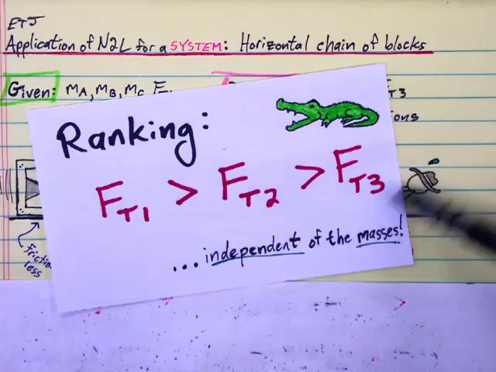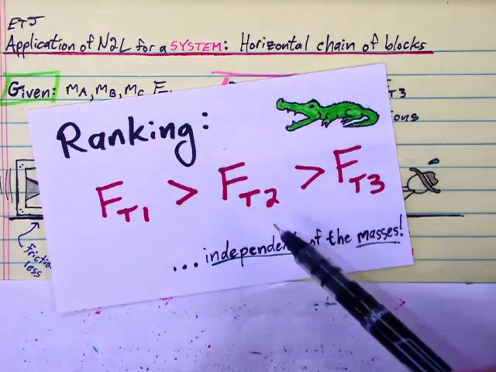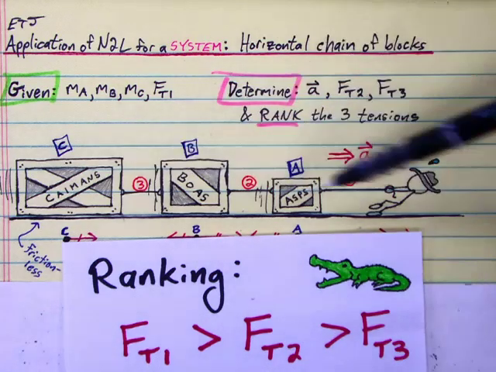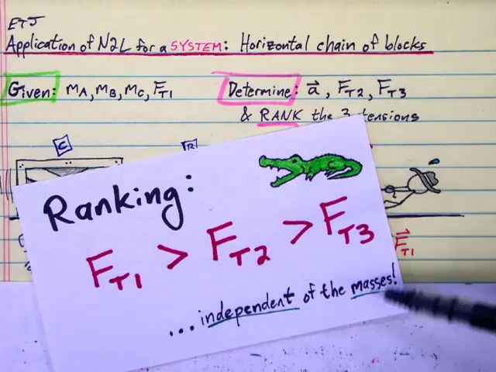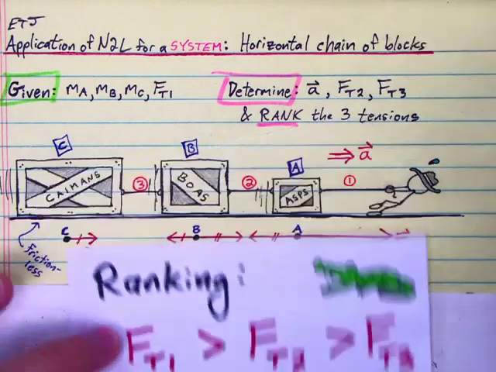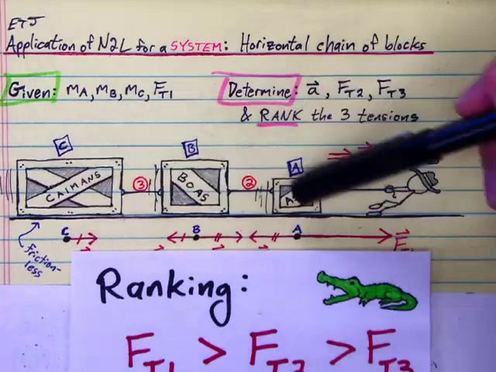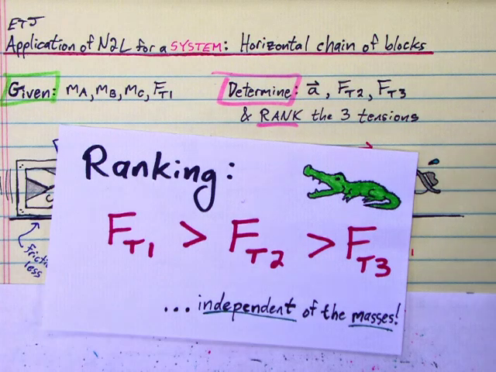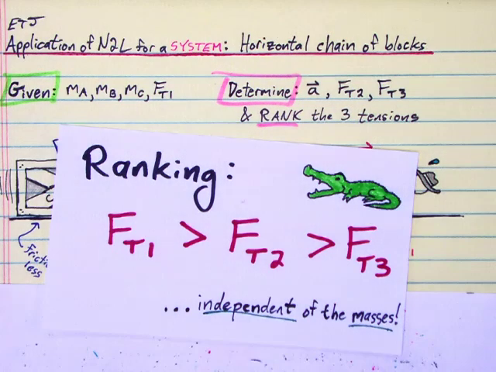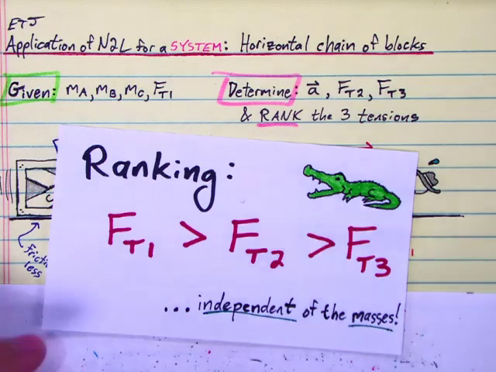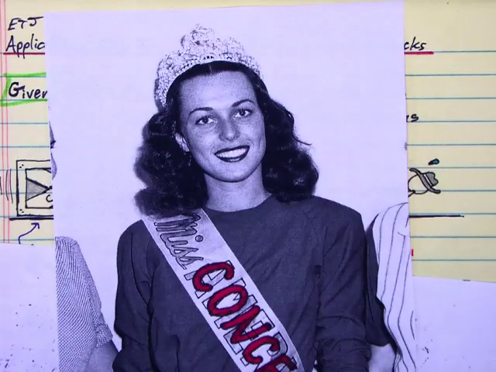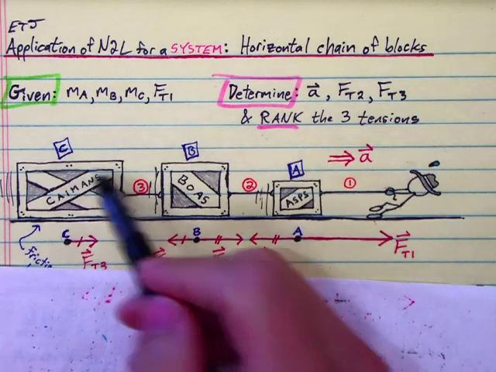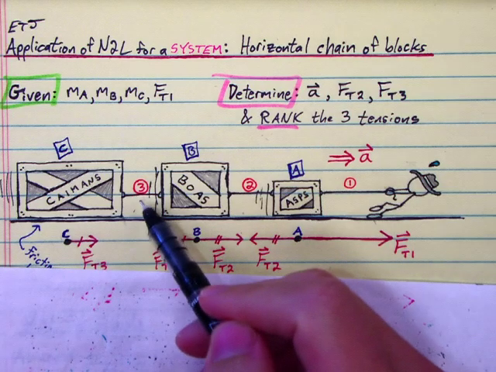We've got our ranking. And note that it didn't matter at all what the masses of the crates were. That ranking is independent of the masses. So it doesn't matter if B is more massive than A or A is more massive than B. The rankings don't depend on the masses at all. And so I'm pointing that out because it's a very common misconception here that the rope attached to the most massive object would have the most tension in it.